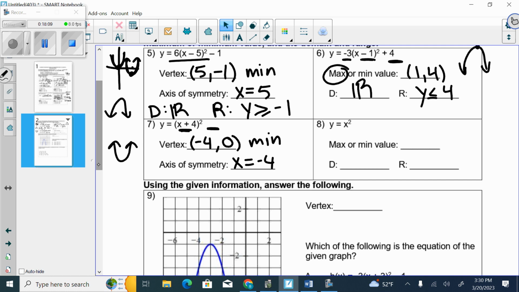All right, and then last one in this section says, where is the vertex? So again, remember that's in the parenthesis or out here on the end. Did it say it moved at all? So where is it still at? 0.